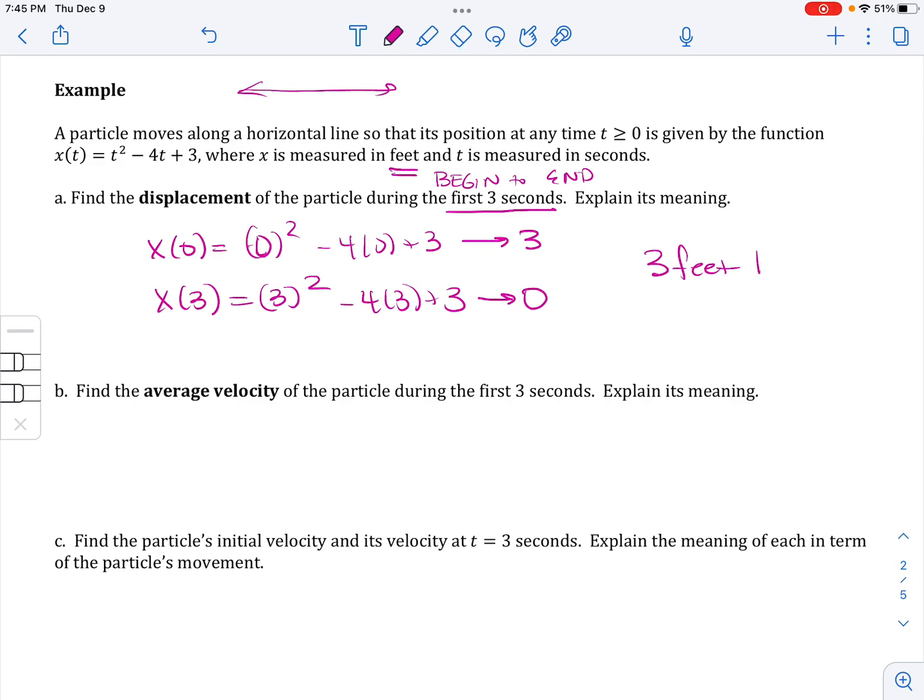Now that might be a little weird, and you're like, where'd that come from? Remember, this particle is traveling horizontally. When you substitute x of 0 in, you're at 3, so that's over here on the number line. Then when you substitute 3 in, you end up at 0, and that's all the way over here. So if this is where we began, we went this way to 3. Okay?